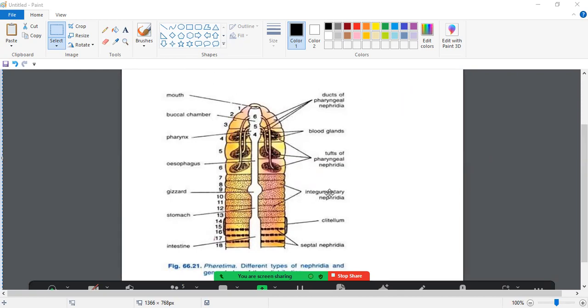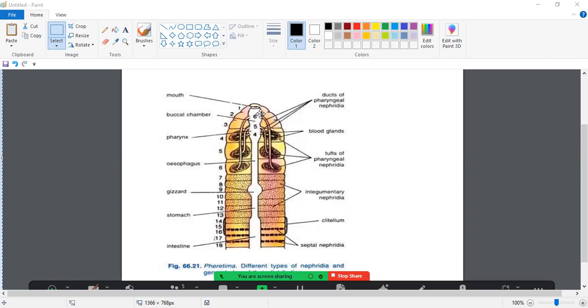See, this is called the integumentary nephridium. This is the septal nephridium. And this is the digestive tract, right from the mouth and ending with the anus. Anus is not mentioned here. This is said to be the pharyngeal nephridium.